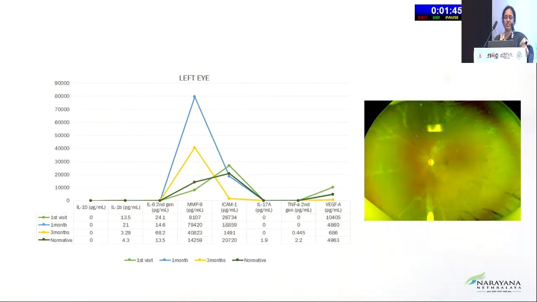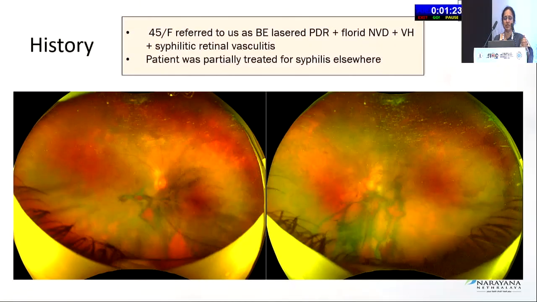Subsequently, there was a persistence of inflammation. When we repeated the analysis at that point of time, MMP9 was high. We had to put the patient on an intravitreal steroid Ozurdex implant, following which there was resolution of the inflammation. Here, the clinical persistence of inflammation correlated with increased inflammatory markers in the tears.